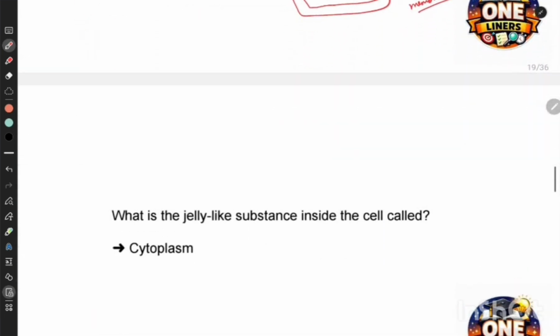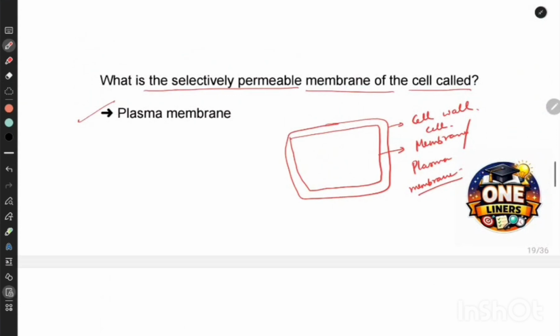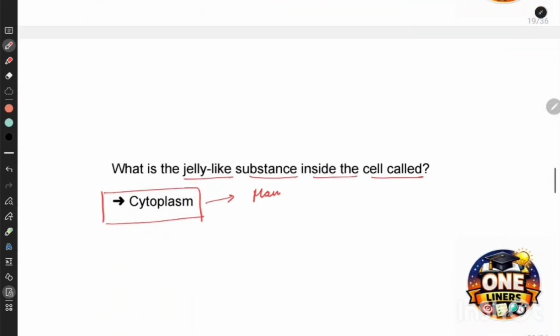Next one. What is the jelly-like substance inside the cell called? So it is known as the cytoplasm. Okay, so here is cell wall, then plasma membrane, and inside it filled with substance known as cytoplasm. It maintains shape of the cell. Okay.